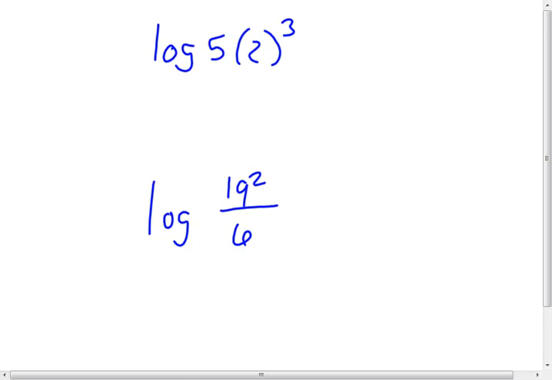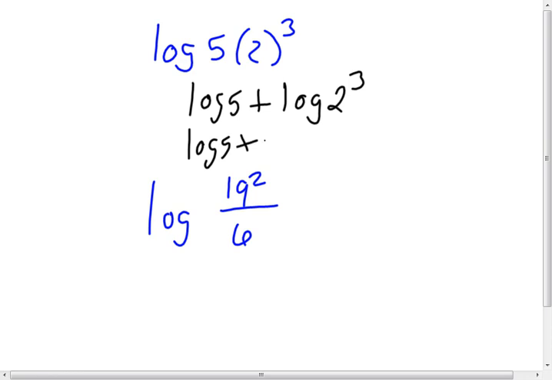Here's a typical problem we use in section 5 to evaluate these two logs. So let's look at them. We need to rewrite it. Since we have a multiplication, we have 5 times 2 to the third. We can rewrite that as log of 5 plus log of 2 to the third. But we never leave the exponent. We have to bring the exponent down in front of the log, so we rewrite that further as log 5 plus 3 log of 2.